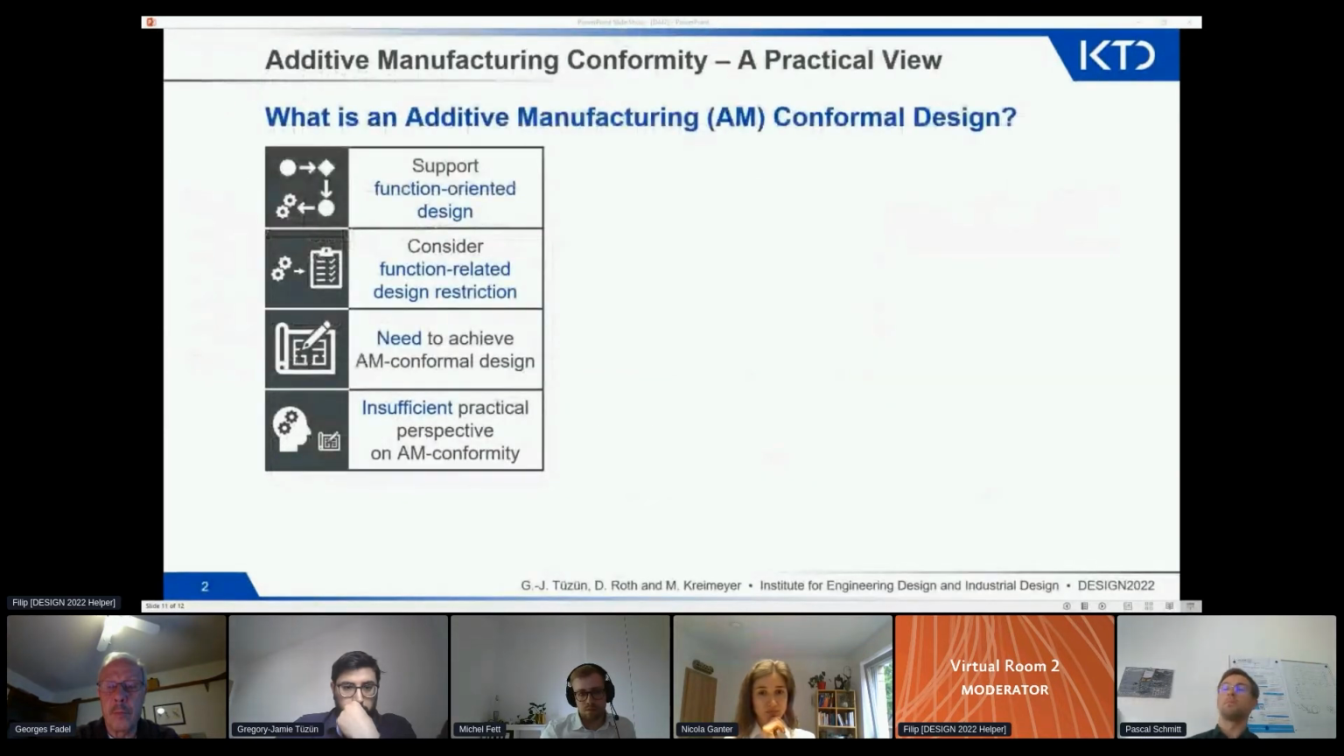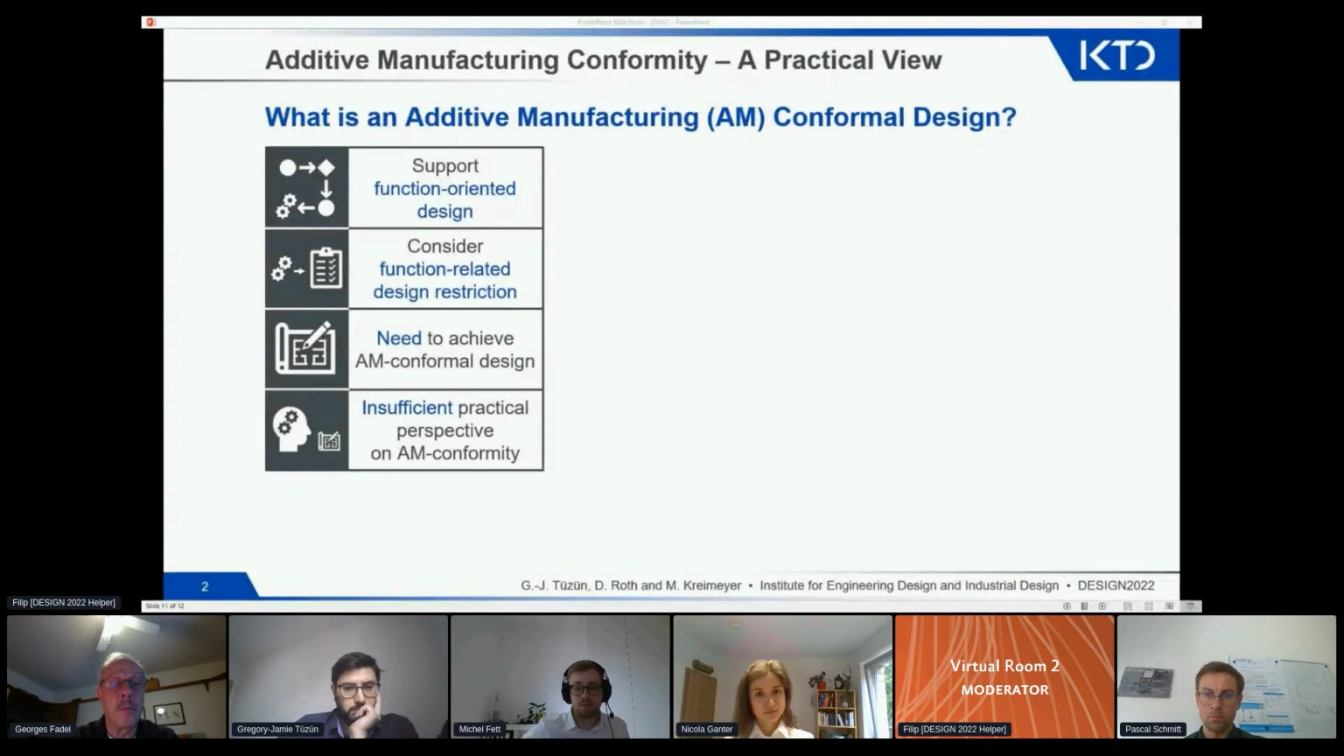But now let's focus on a single question. What even is an additive manufacturing conformal design? In the last couple of years, a number of methods have emerged to support the design process, focusing on additive manufacturing and improving function-oriented design. And with that, function-related design restrictions emerge that are formulated within additive manufacturing conformity.